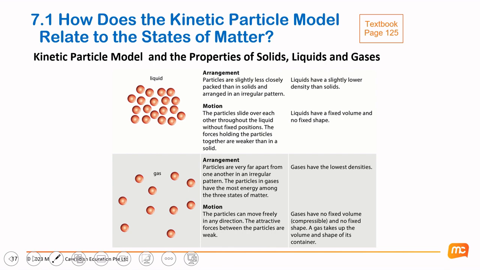Now, for our liquids, we see that the particles are less closely packed than in solids and they are arranged in an irregular pattern. So they are less closely packed, which means that they're a little bit further apart. If they are further apart, that's why liquids have a slightly lower density than solids. Compared to solids, liquids usually have a slightly lower density.